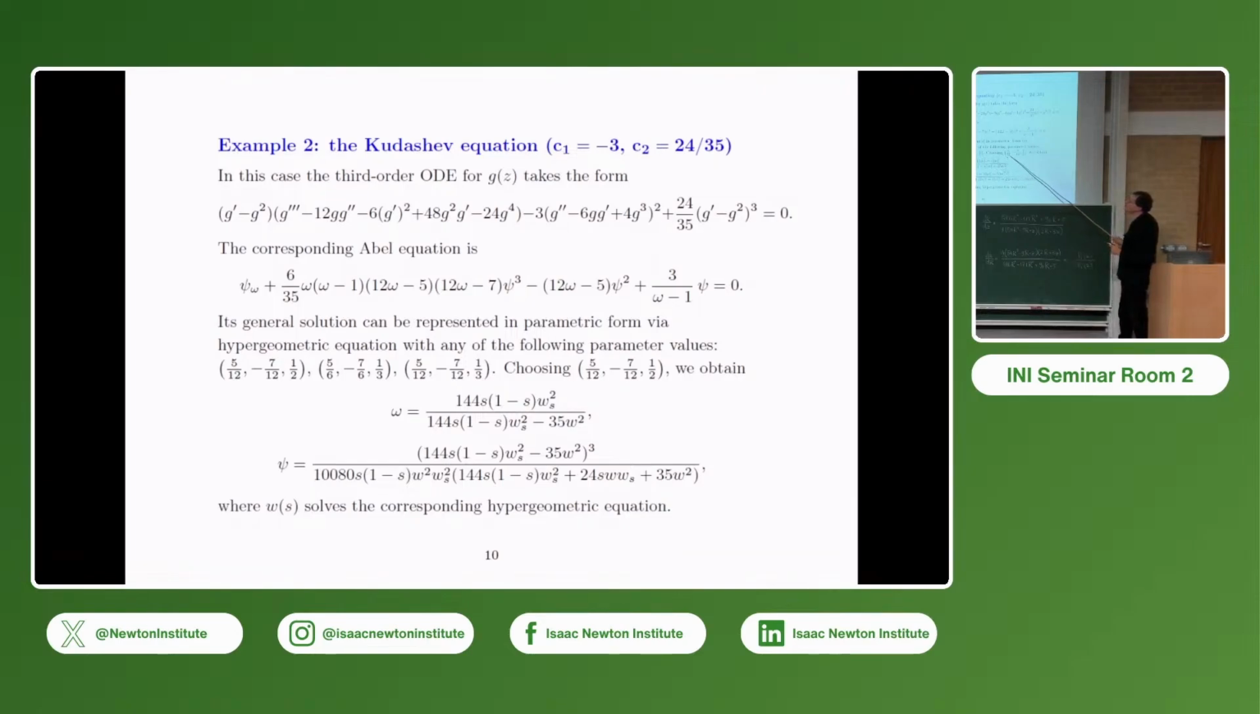For instance, we can choose this, then we get the following parametric formulas. So W of S solves the hypergeometric equation with this alpha, beta, gamma. Okay, this is not yet the Kudashev equation, but it turns out that there is a link between this Abel equation and this equation, right? I'll show you this link on the next slide. So the formulas, unfortunately, are quite messy, right? They're not elementary, not easy to memorize.